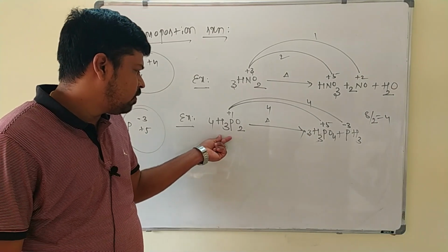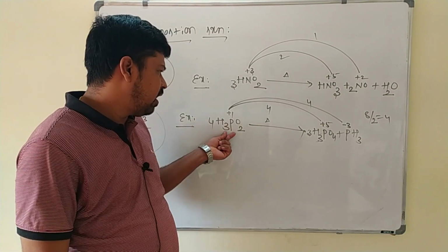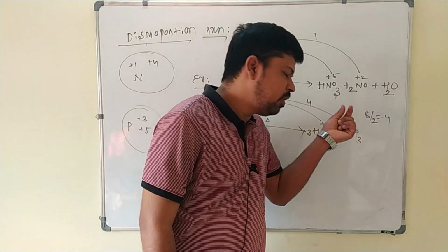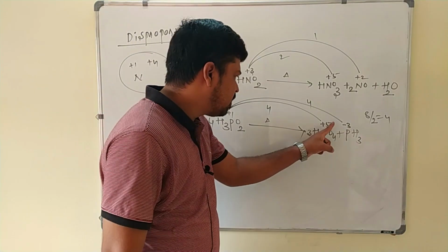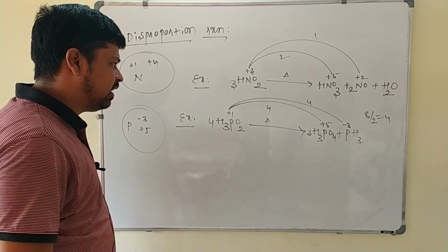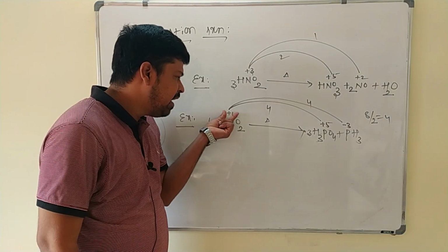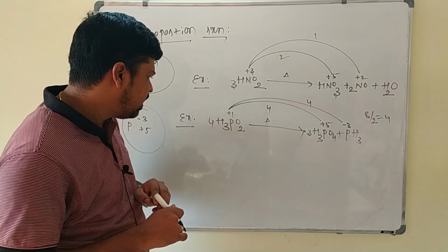So again, hypophosphorous acid will convert into phosphoric acid and phosphine here. This is disproportionation. See here, +1 to +5 is the higher oxidation state, +1 to -3 is the lower oxidation state. This particular oxidation state will split into two oxidation states. This is nothing but a disproportionation reaction here.